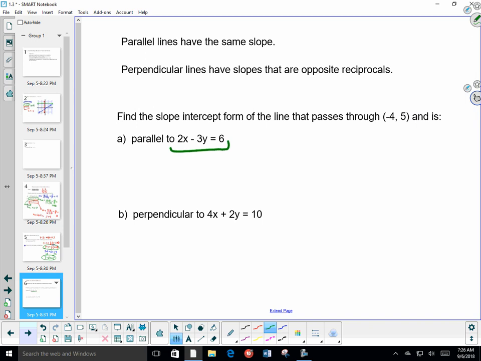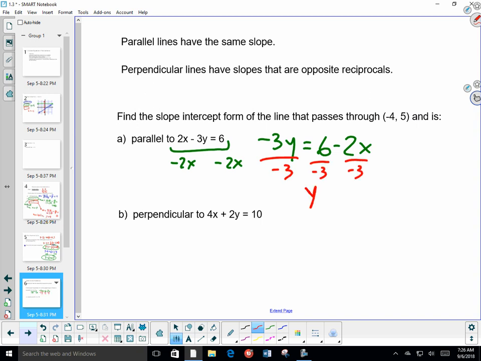Parallel lines have the same slope, so let's subtract 2x from both sides. So we get -3y equaling 6 minus 2x. And if we divide both sides by -3, we get y equaling 2/3 x minus 2. So the slope of this line is equal to 2/3, and since we want a line parallel to that, we want our line to have a slope of 2/3.